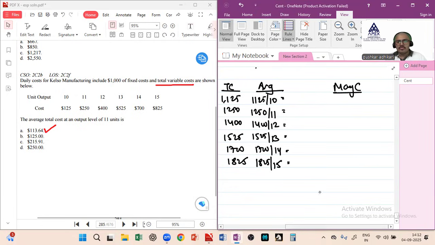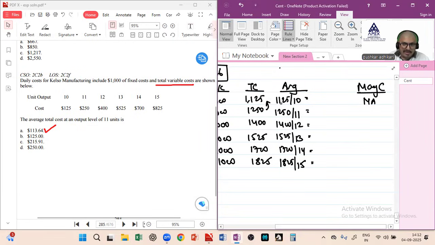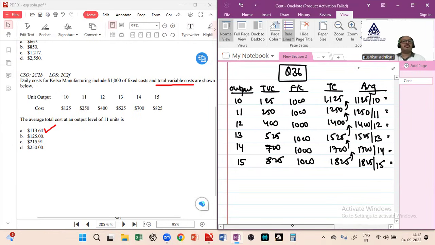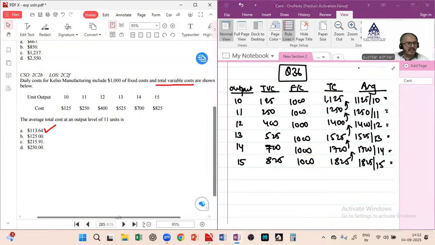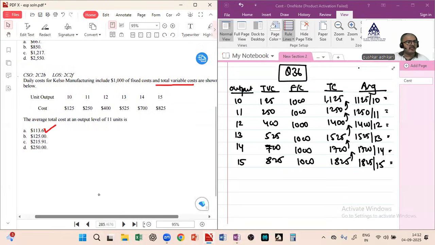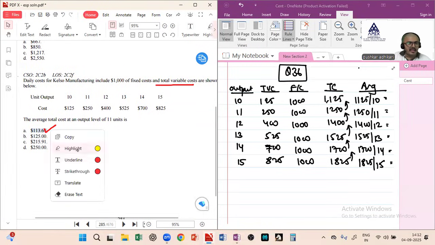Why are you stopping? Do marginal cost also. For the first case it is not applicable. Now for the second case, 1250 minus 1125, how much? 125. 1400 minus 1250, 150. 1525 minus 1400, 125. 1700 minus 1525, 175. And this will again be 125. What did you get? You got the marginal cost for each of the output units. So again, in this particular question number 36, your answer was option number A, there arises no doubt.